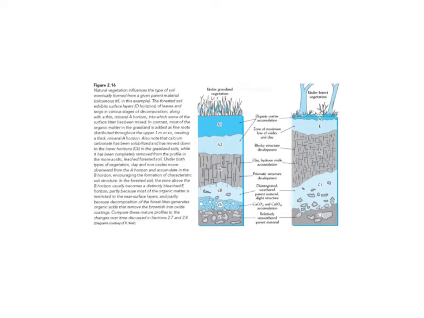Here you'll see in figure 2.16, what we're looking at is two distinct soil profiles. One from underneath grassland vegetation, the other one from underneath forest vegetation. The big thing that you'll notice for both of these is that there's distinct horizons. The thing that's different is the location and the inclusion of, for instance, an E horizon.